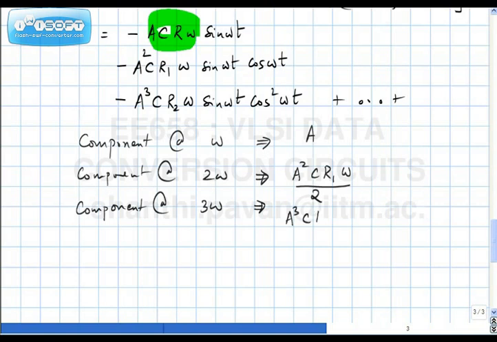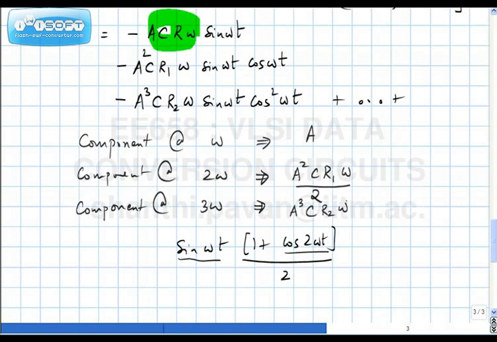A cube C R2 omega times, now I need some way to help me out with this math. So it is what? By 2 times, let me just simplify this. So sin omega t cos square omega t is 1 plus cos 2 omega t by 2, and when I multiply this with this, I need to have another factor of 2 to get to the A cube C R2 omega by 4.